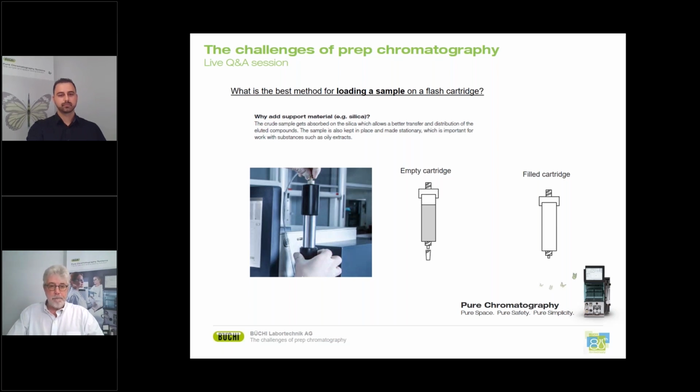So here you see a few examples of how a solid loader can look. Here on the left is a reusable system, where the hardware can be reused. We just change the inside with the sample. Or you have either packed cartridges already, which have an empty space on top to load the sample on, or a cartridge-type empty tube, which allows you to put your support and sample in it and directly put that on the flash chromatography system.